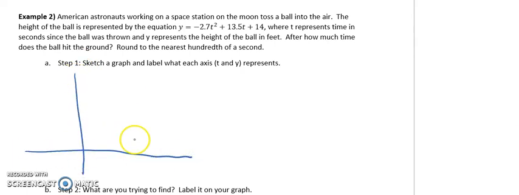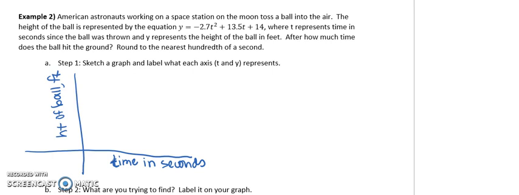Real life situations happen in the first quadrant. Positive time, positive height, right? So looking at this, t is the time in seconds, and y is the height of the ball. So if this is the height of the ball in feet, then this must be t, the time in seconds. That's an ugly t. Time in seconds. Okay, so we've labeled the axis.